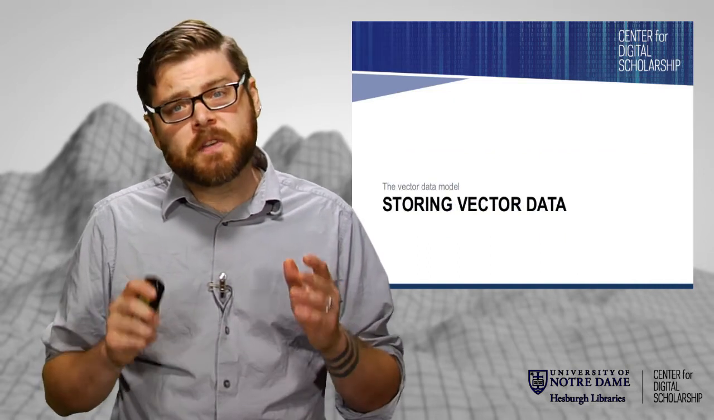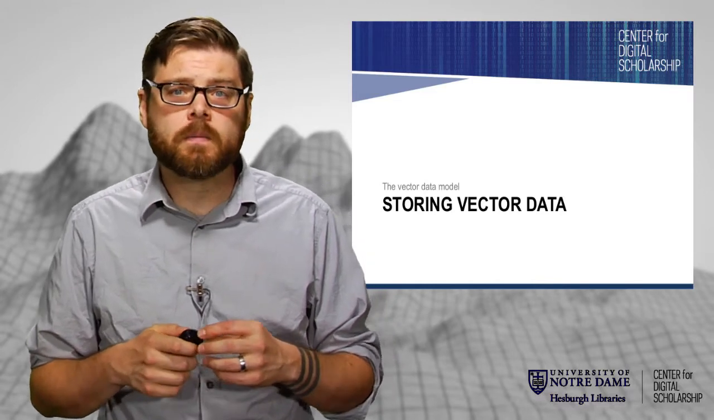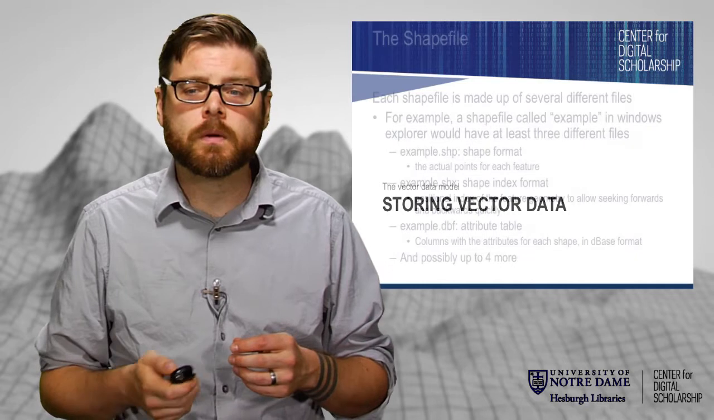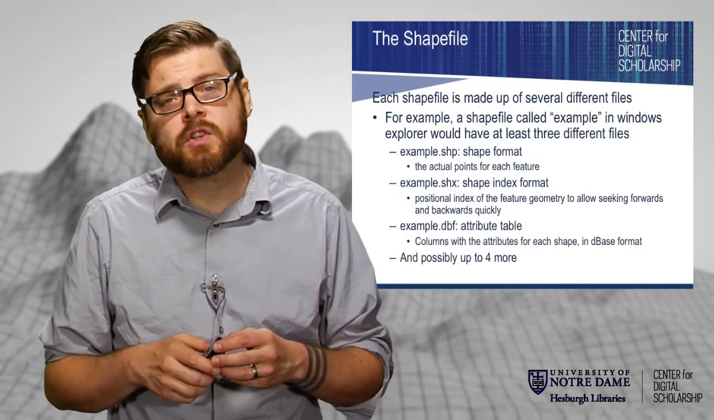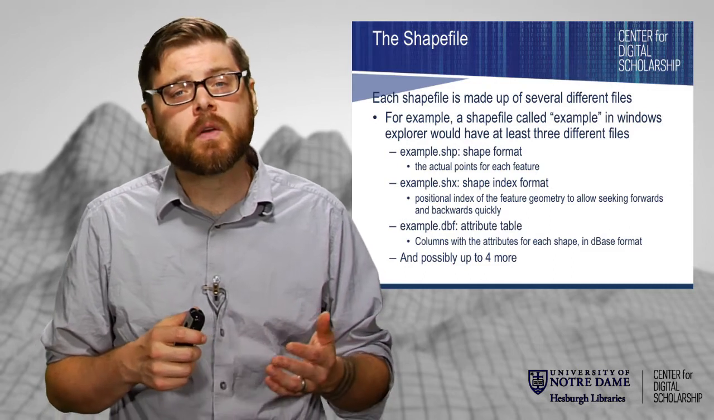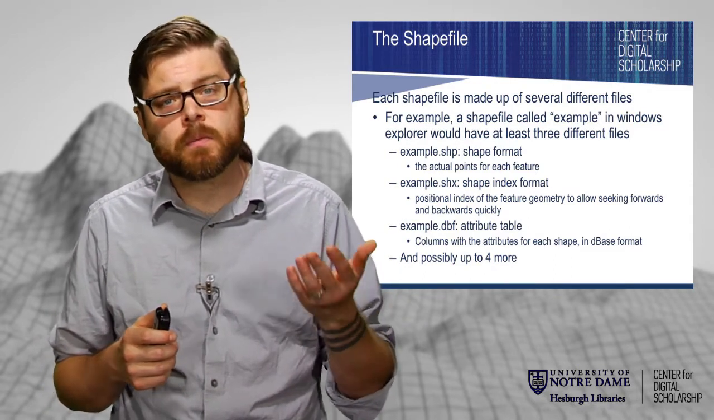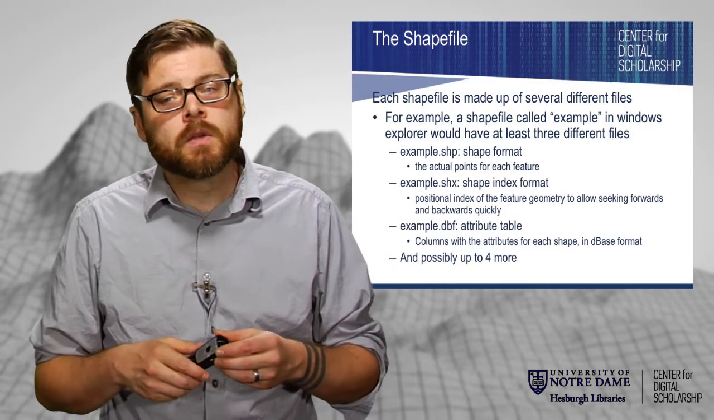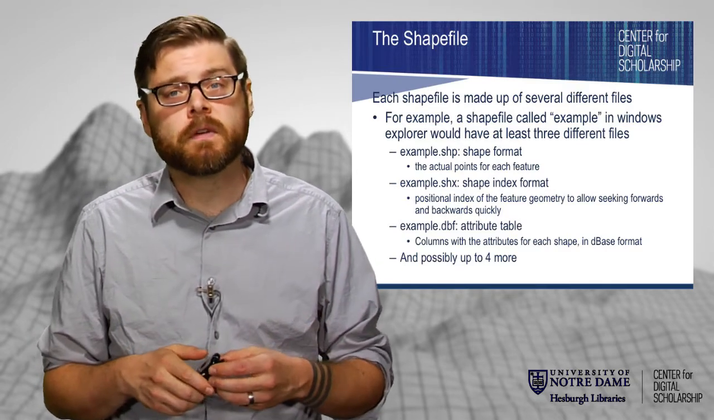So as far as physically storing vector data, it is a little bit different than we might think about from a more conventional way of thinking about how we store files on a computer. So we store vector data usually in what we call shapefiles. Each shapefile is one layer, and that shapefile is either a point shapefile, a polyline shapefile, or a polygon shapefile. And it's actually physically on the hard drive made up of several different files.